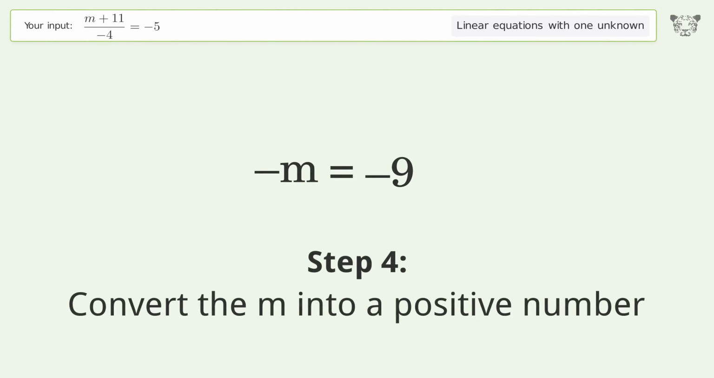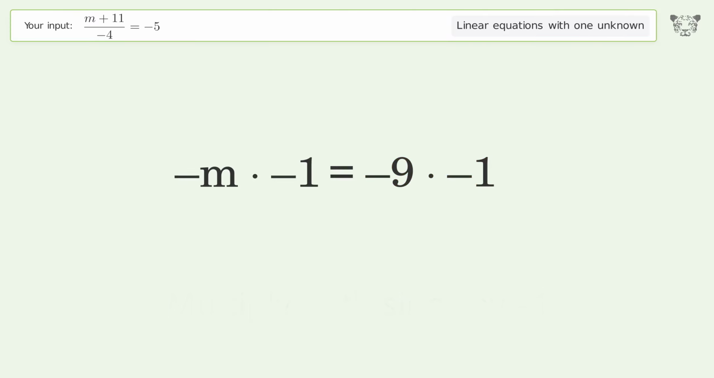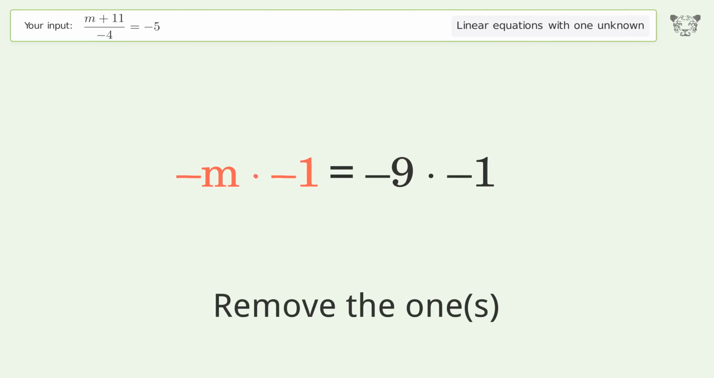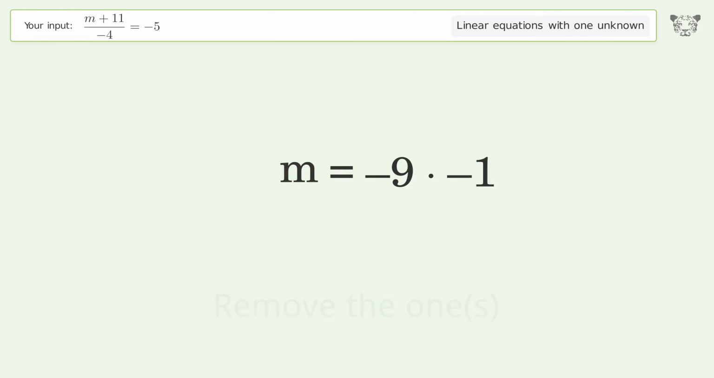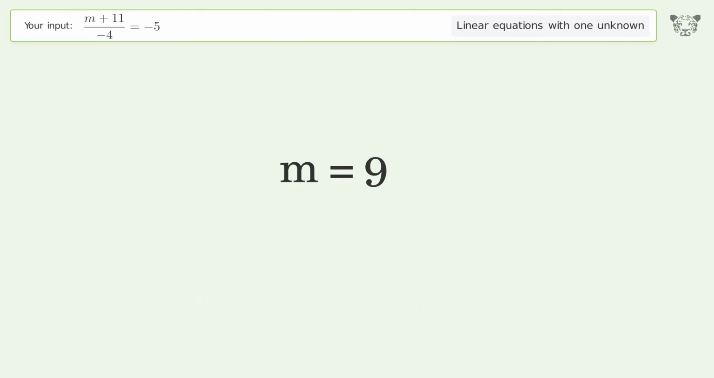Convert the m into a positive number. Multiply both sides by -1. Remove the ones. Simplify the arithmetic. And so the final result is m=9.